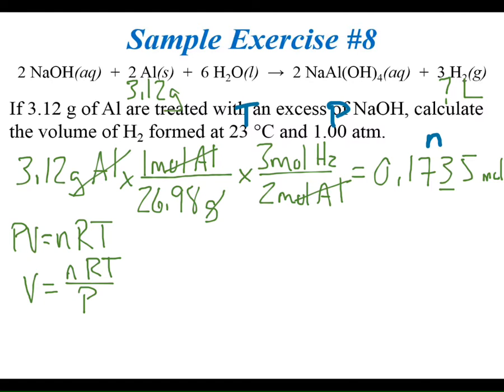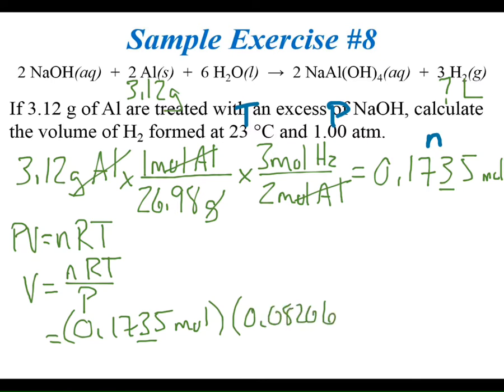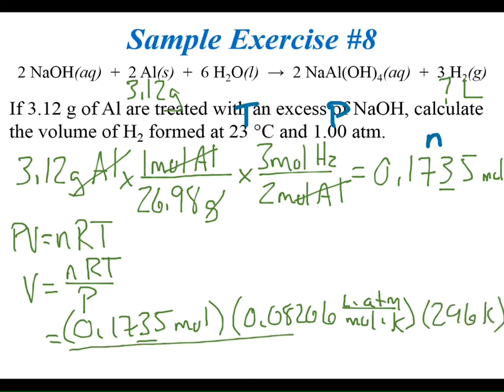Okay, so let's plug all that in. N we just found was 0.1735 moles. R is our constant. It's always 0.08206 liter atmospheres per mole Kelvin. What's our T? 296 Kelvin, right? 23 plus 273, good. And we divide that by our pressure, which has to be in atmospheres, and it already is, 1.00 atmospheres. So, cancel units: moles, moles, atmospheres, atmospheres, Kelvin, Kelvin. We're left with liters, which makes sense because we want a volume.